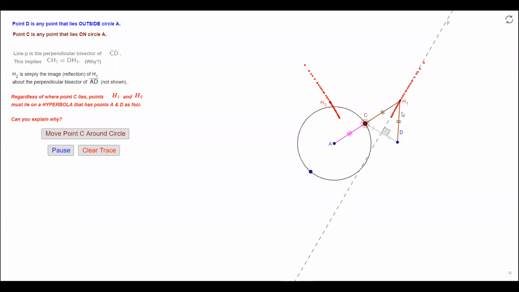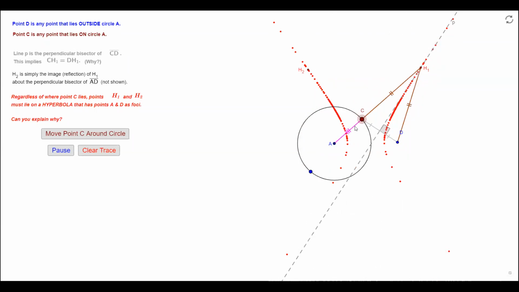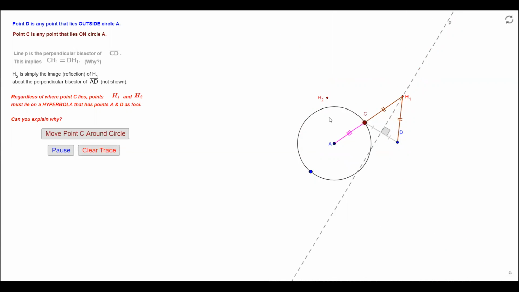If you look at H1, my arrow is pointing to it, hopefully you can see it. Let's explain what these points are first. A is the center of this circle, and C is a point on the circle, so CA is a radius. CA is always going to be the same distance. Then if we look at A to H1, what's H1? Well, we have to talk about point D first.